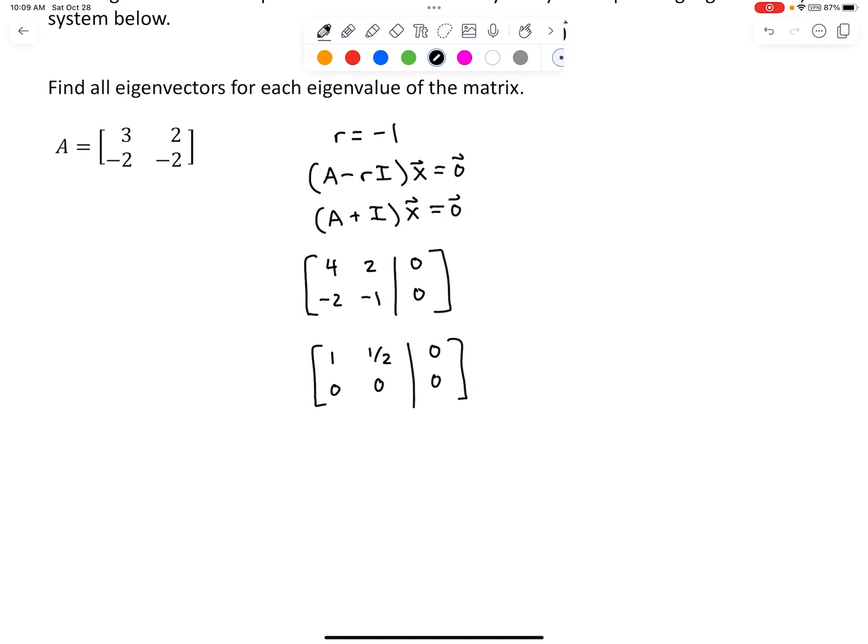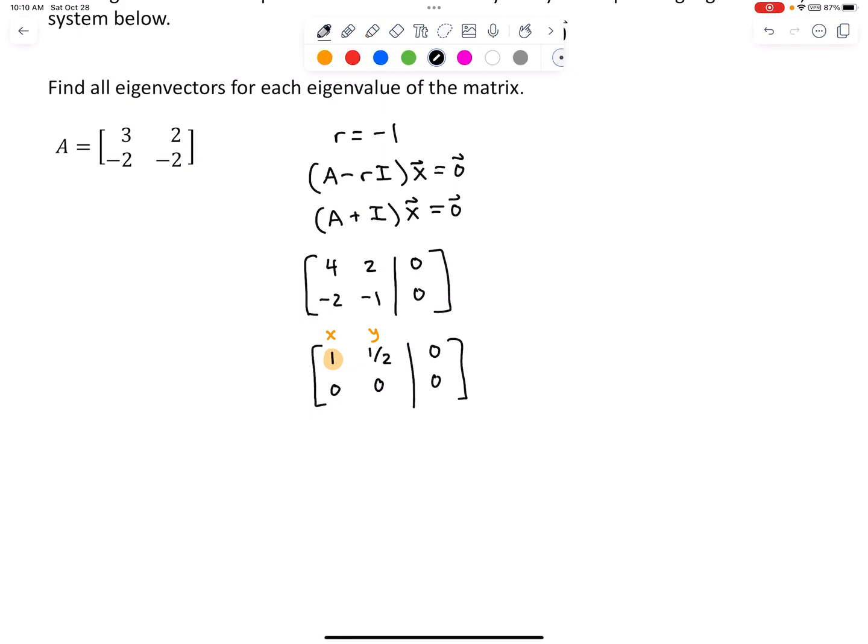Now because r equals negative 1 is a value for which A minus Ri is singular, it means that we do expect to have free variables. This vector x is in R2, so we have two components of it, x and y. The only pivot position is right here, which means that y is free.